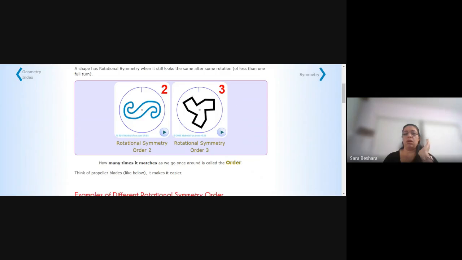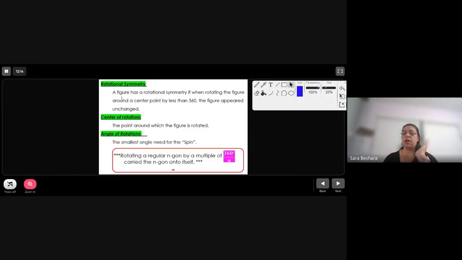So let's read about rotational symmetry. A figure has rotational symmetry when you rotate the figure around a certain point by less than 360 degrees, and the figure appears to be unchanged, which is the circular move of a polygon. A center of rotation means the point around which the figure is rotated to come back onto itself. An angle of rotation, which is the most important part of this, okay?